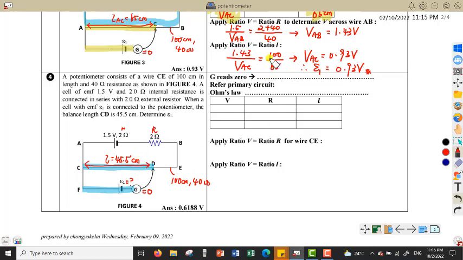I'm going to write it down here. It means that E1 will be equal to the voltage across the points C, D. So we try to find the voltage CD. When we know the voltage of CD, then we automatically know the value of E1. So again, we refer to the primary circuit. According to Ohm's law, V equals IR.